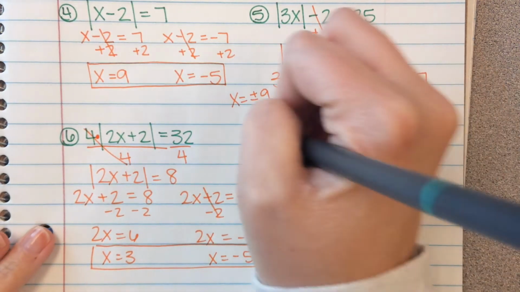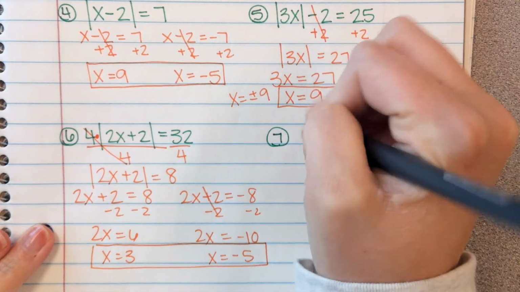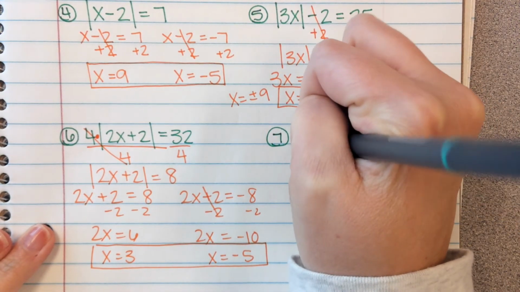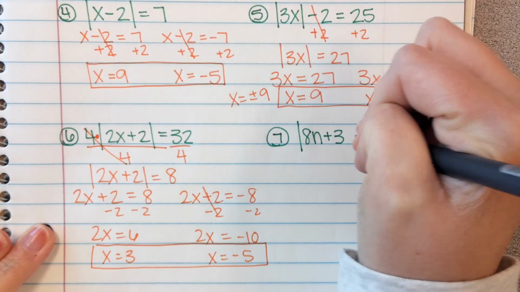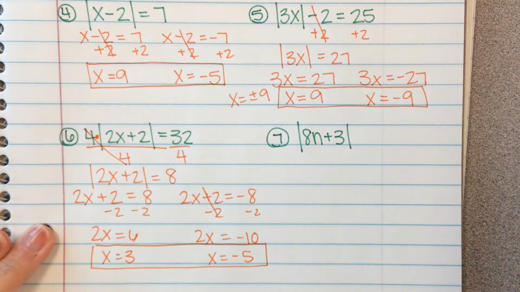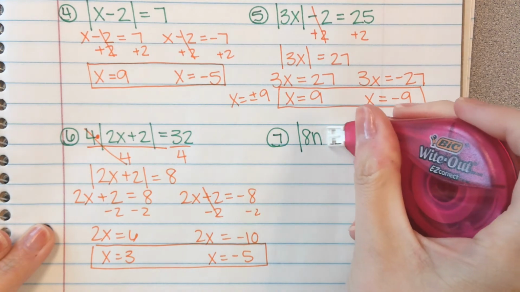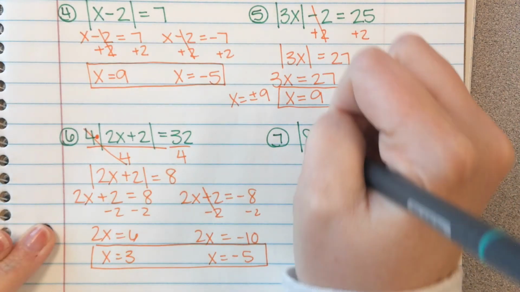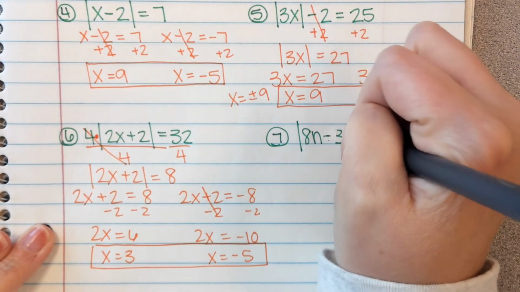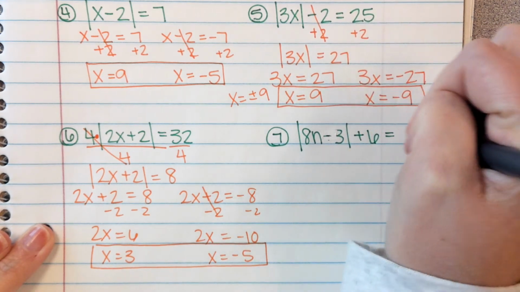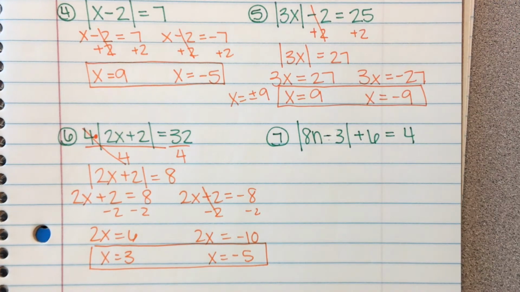Okay, so here is example number 7. The absolute value of 8n minus 3, plus 6 equals 4. I apologize. I want you to pause the video, give this a try, and see what you get.